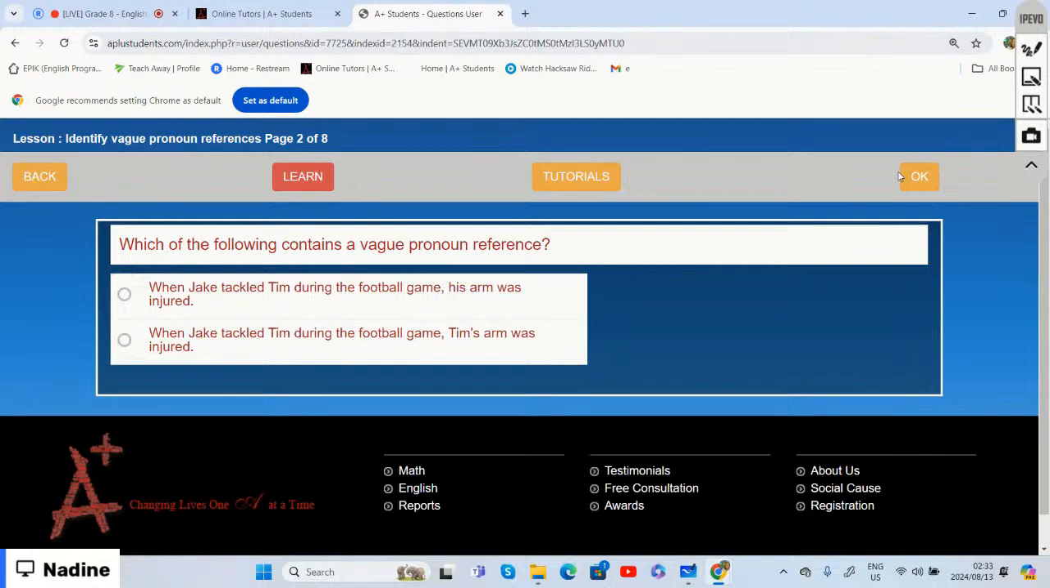Or we have option two, when Jake tackled Tim during the football game, Tim's arm was injured. We need to select the vague pronoun reference. Or do we say when Jake tackled Tim during the football game, Tim's arm was injured? So option one or option two.